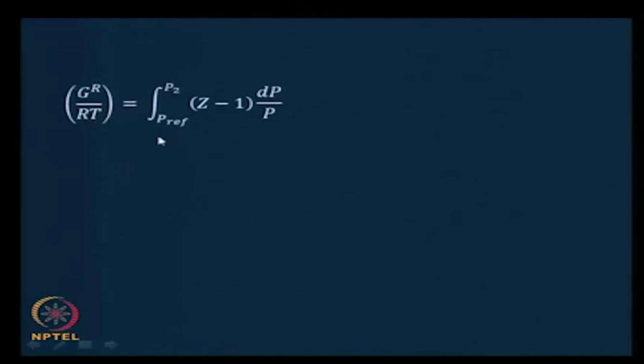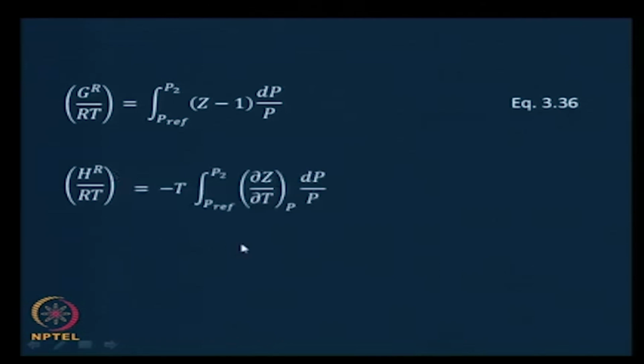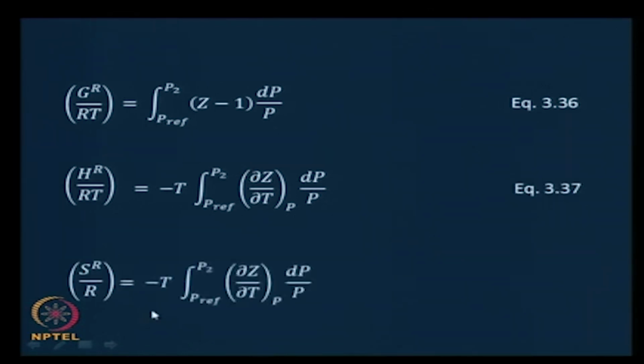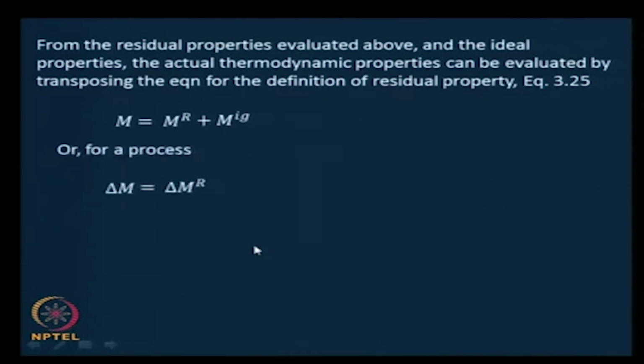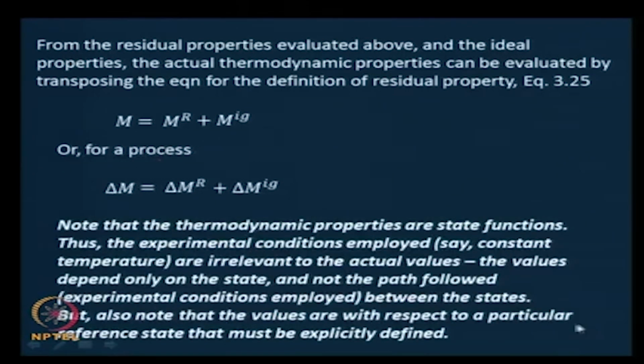GR by RT is the integral from P reference to P2 of (Z minus 1) dP by P; HR by RT equals minus T times the integral from P reference to P2 of (dou Z dou T) at constant P, dP by P; and SR by R equals minus T times the integral from P reference to P2 of (dou Z dou T) at constant P, dP by P, minus the integral from P reference to P2 of (Z minus 1) dP by P. Therefore, you can use this to get the residual value, and if you know the ideal gas value, to get the actual value all you need to do is add them both, just by definition, or for a process you could do the deltas too.